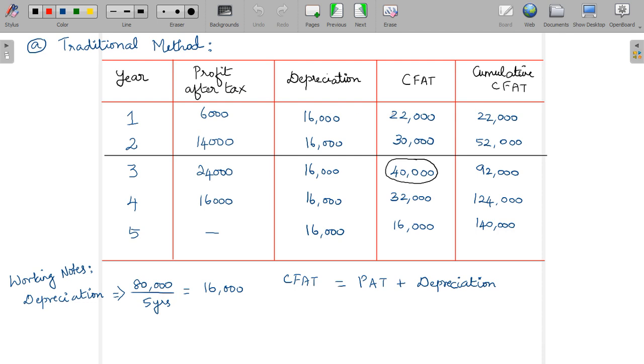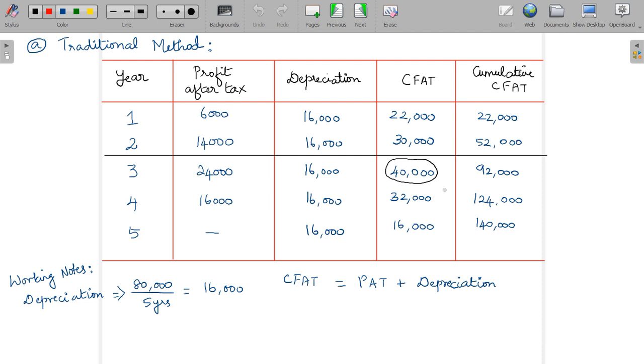Here the cash flow, see, since depreciation does not actually flow out of the business, it's still within the business, it is also included in the cash flow after tax. So basically CFAT, cash flow after tax, is profit after tax plus depreciation. So 6,000 plus 16,000 is 22,000. 14,000 plus 16,000 is 30,000. 24,000 plus 16,000, 40,000. 16,000 plus 16,000, 32,000. 0 plus 16,000 is 16,000. And we find the cumulative values.